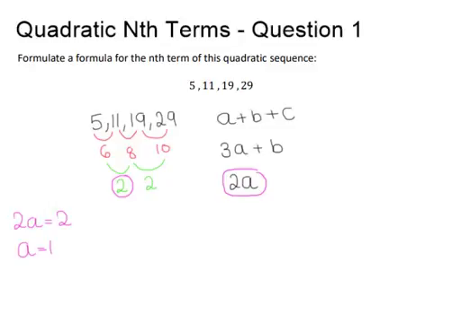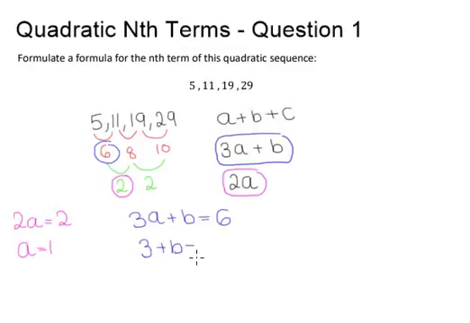Okay, the next step, we need to go onto the line above. So we're going to move on to this equation. So we have 3A plus B. And remember, we set it equal to the first number on that line, which is 6. So this time I have 3A plus B equals 6. Well, A is equal to 1, which means that 3A is just going to be 3, plus B equals 6. Which hopefully you can see means B is going to equal 3.